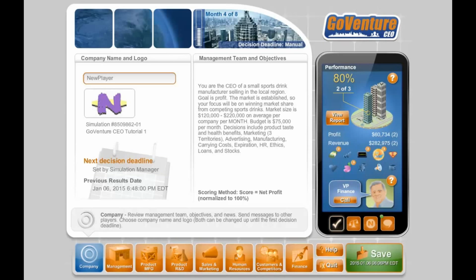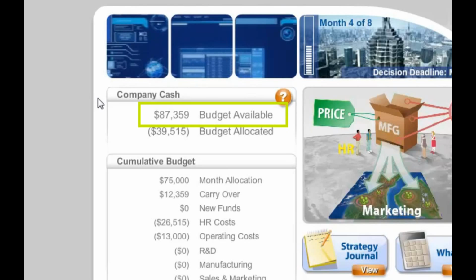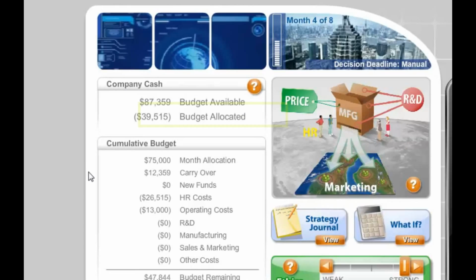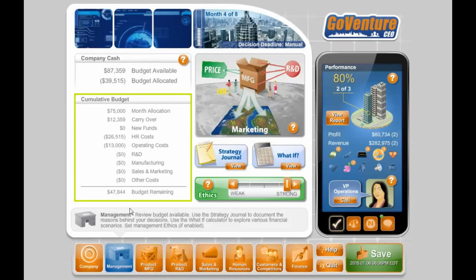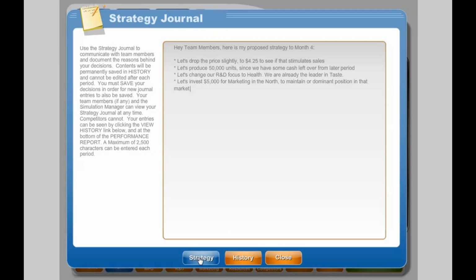Let's move on to the Management screen by clicking the orange Management button. Here on the Management screen you can see the budget you have available to spend. As you allocate your monthly budget to various business functions, those amounts will be posted here. You may be required to keep a strategy journal. You can do that by choosing from these drop-down lists, and you can write or blog about your decision in the Notes section. If you are playing as part of a team, all the team members can see this journal and share or debate ideas here.